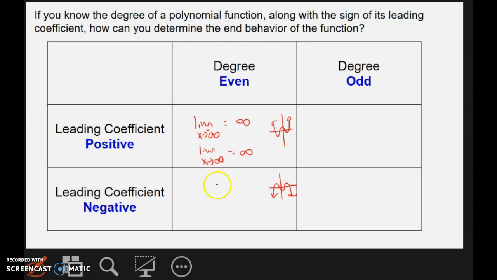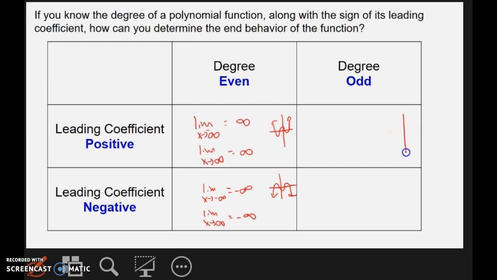And I'll write it here. So left is negative infinity. I'm having troubles here today. Sorry, not a comma, an equal sign. And the limit as x approaches infinity equals negative infinity as well. They're both going to go down. Degree odd, we're going in opposite directions.